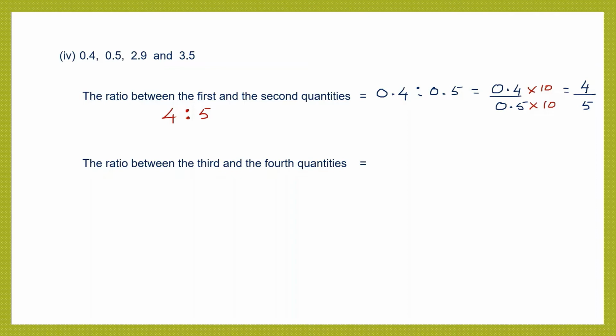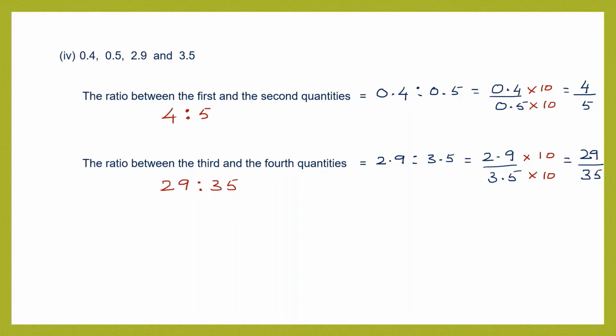Fourth one, the second part, the ratio between the third and the fourth quantities now. That is 2.9 is to 3.5. So here also, let's remove the decimal point. First, we'll write it as a fraction, and then we'll multiply both by 10 into 10. And what do we get? 2.9 into 10 is 29. 3.5 into 10 is 35. Now we can't reduce that further. So what is my ratio? The ratio between the third and the fourth quantities is 29 is to 35. And as you can see, both the ratios are different. So that means no, the given four quantities are not in proportion.